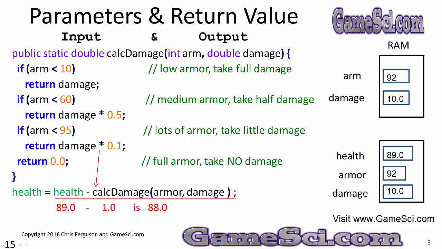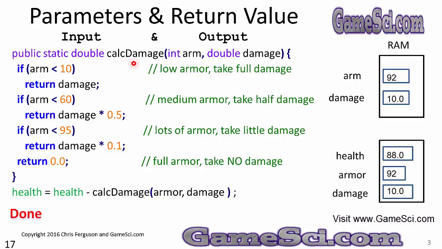You see what happens? When you get shot with a lot of armor, it should do less damage, and it clearly is doing it. The 1 that got sent back from calc damage is subtracted from the current value of health, 89, and you can see even though I took a significant shot, because I had a lot of armor, I took very little damage. There's my new value, 88.